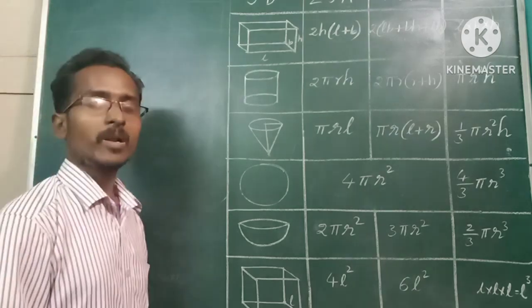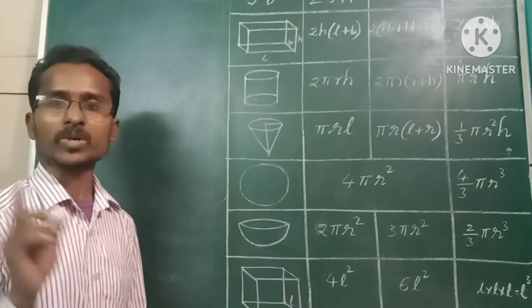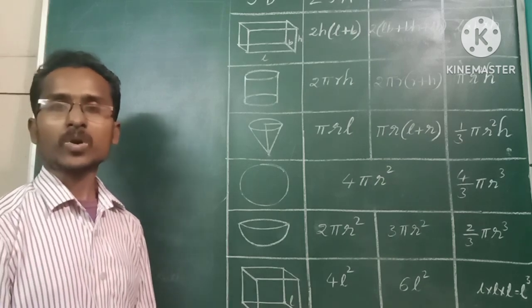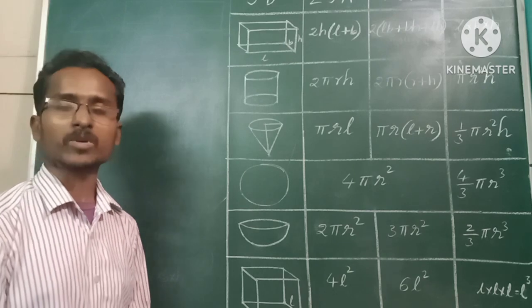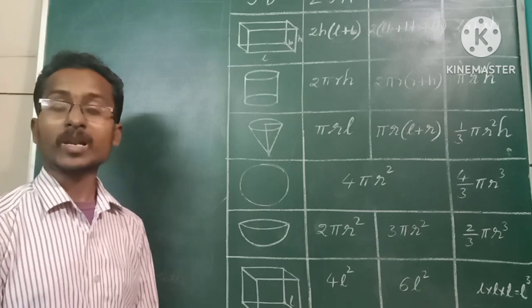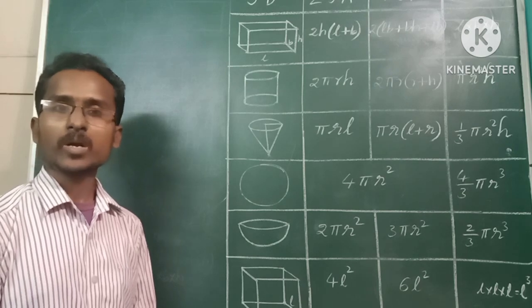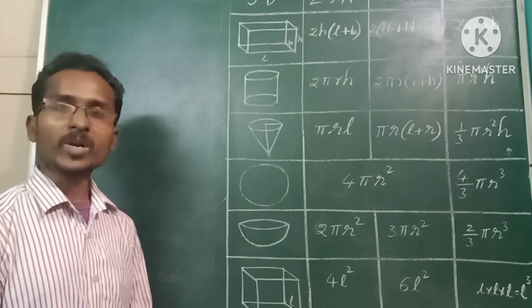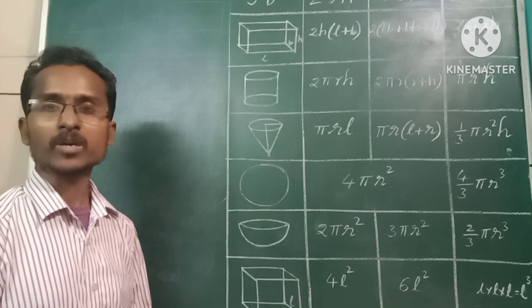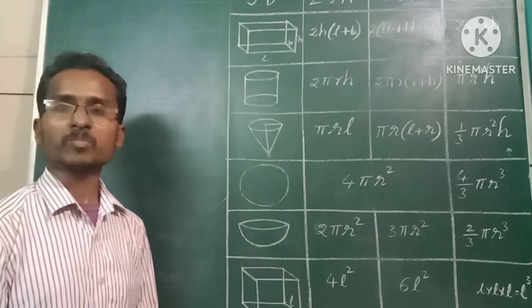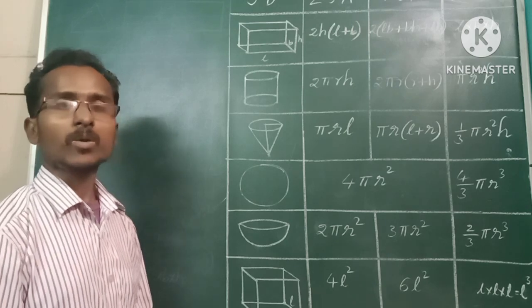What is a lateral surface area? What is surrounding in the figure, that is the lateral surface area. Total surface area means including the top and bottom. LSA plus top area plus bottom area is called the total surface area. What is volume? The amount of space contained in a body is called volume.